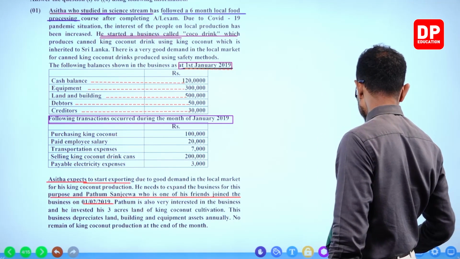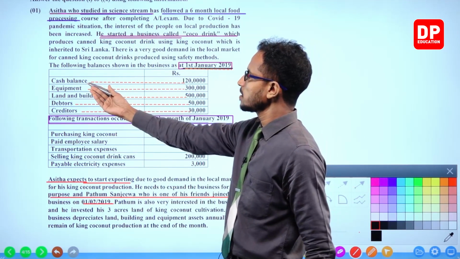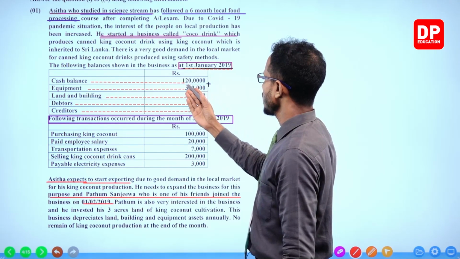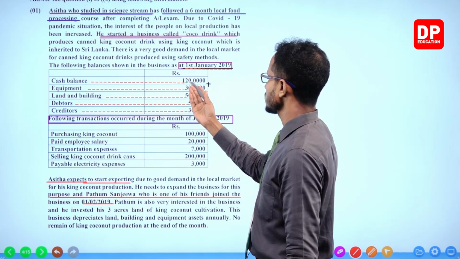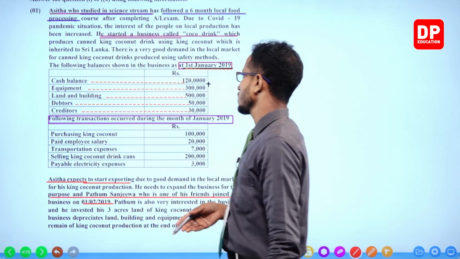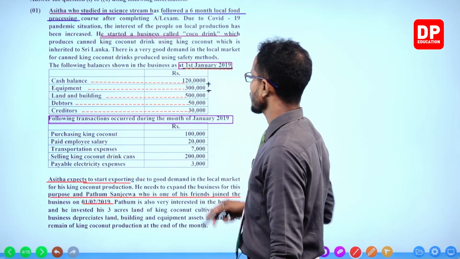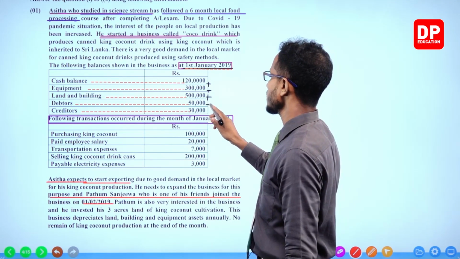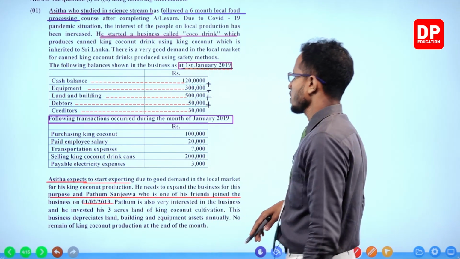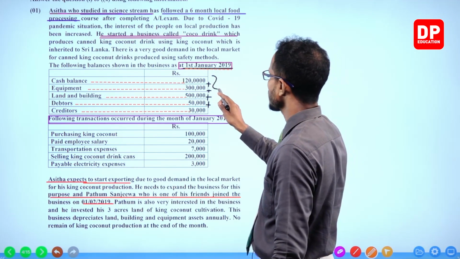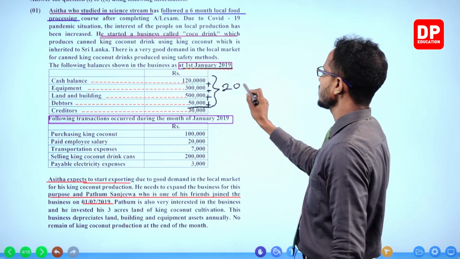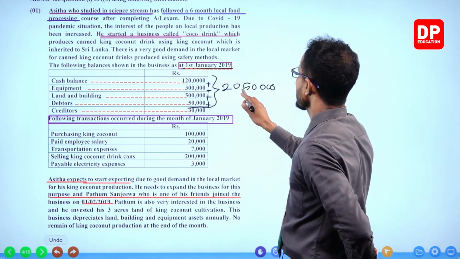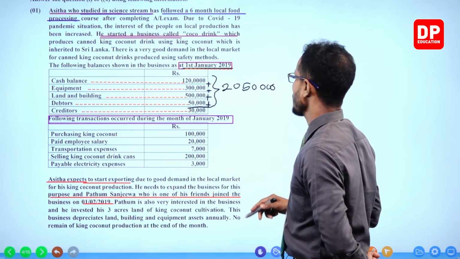So add the cash balance. No, it's not 100, it's 1.2 million, 12 lakhs. Add it to equipment 300,000, and to that add 500,000. It becomes 12 lakhs, 17 lakhs, 20 lakhs plus 50,000. You get 20 lakhs 50,000. The total of assets up to here is 20 lakhs 50,000.